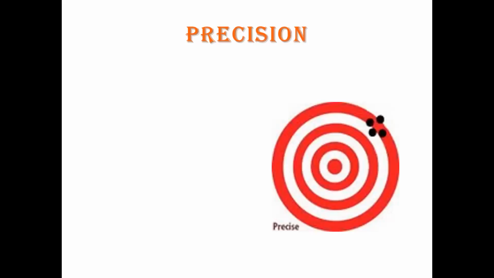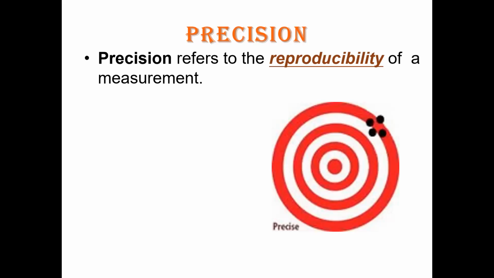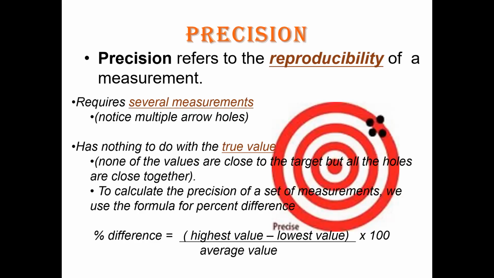All right. So let's look at this one. Is this accurate or precise? Remember, precise, right? Because precision means how reproducible it is or how closely they are to each other. It requires more than one measurement because they've got to be close to something.